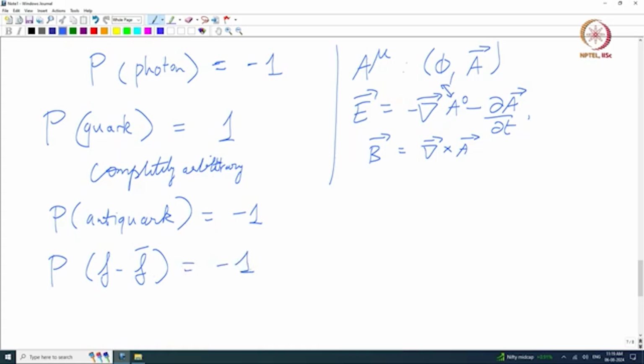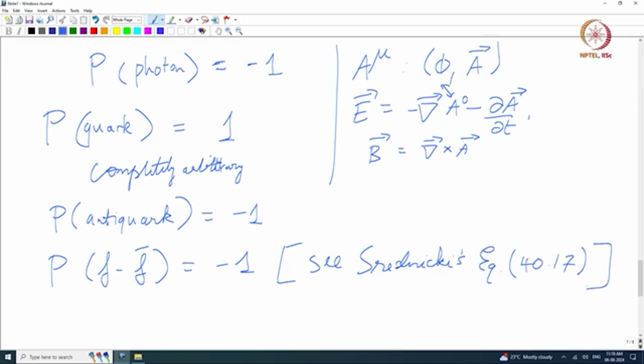And why is that -1? That's much harder, that's very hard to actually explain in the course. We can probably take it up in some tutorial session or something, but for why this comes about, I would point you to Srednicki's QFT book, probably it is also in Matt Schwartz's book, but I think Srednicki explains it in good detail. Go look at the 40th chapter, equation 40.17, for why a fermion antifermion pair has an intrinsic parity of -1.